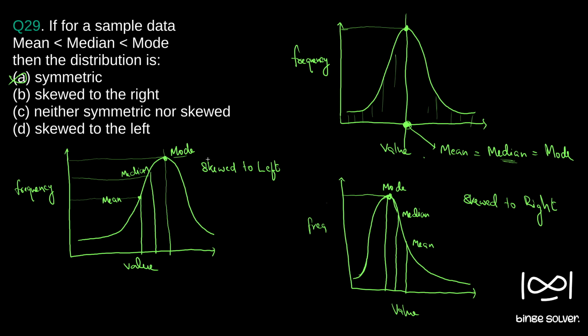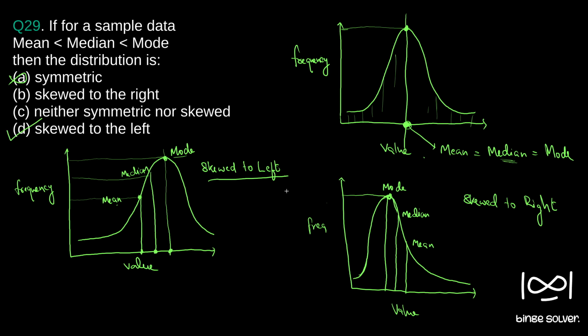Skewed to right graph. So the given information is mean is less than median is less than mode. That condition happens in this skewed to left graph. That is, value-wise, mean is less than median is less than mode. Mode has the highest value, and then median and mean. So this information applies to the skewed to left graph. So D is the correct option.